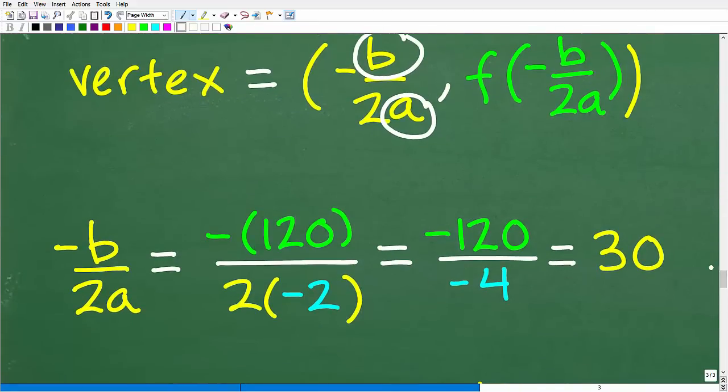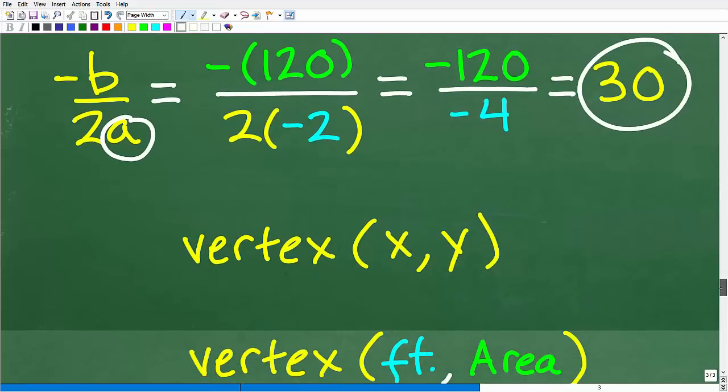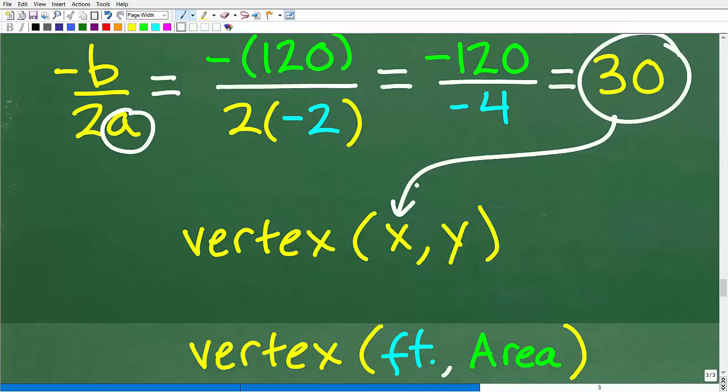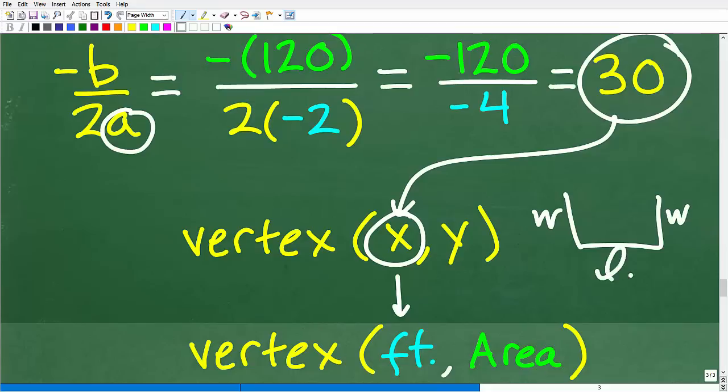All right, so minus b over 2a is going to be -120 over 2 times a, which of course, again is -2 and b is 120. So we have -120 over 2 times -2, which is -4. So -120 divided by -4, of course, is a positive 30. Okay, so we are almost done. That means for our vertex, our x coordinate is 30. Now remember, our x variable represents the feet, in terms of the dimension here for our width on our lovely rectangular plot.